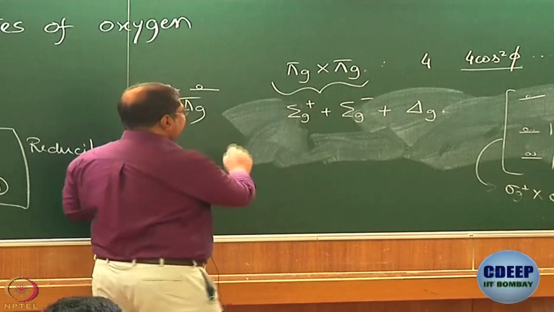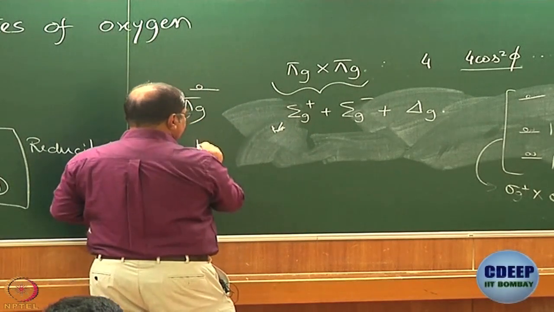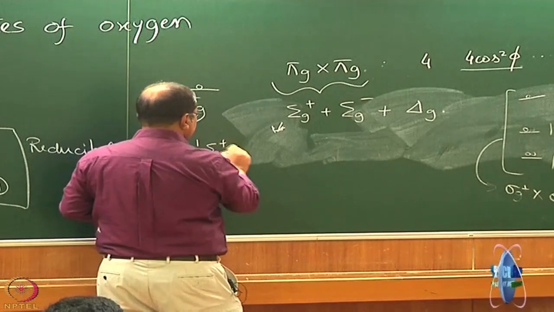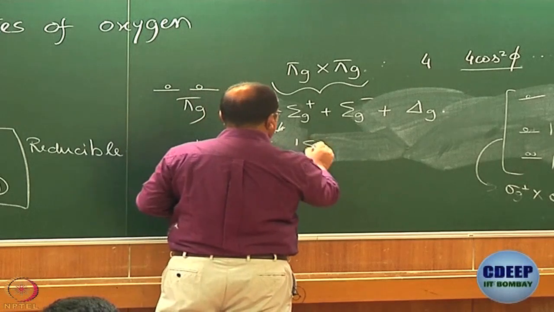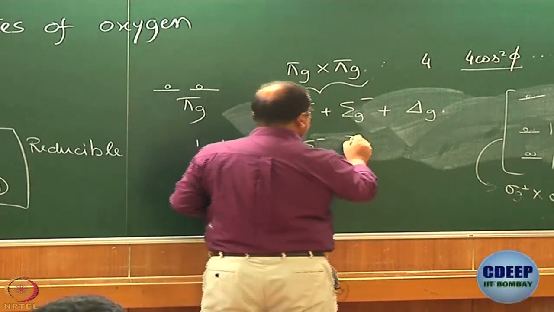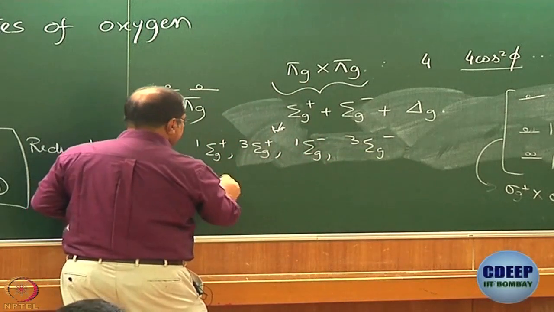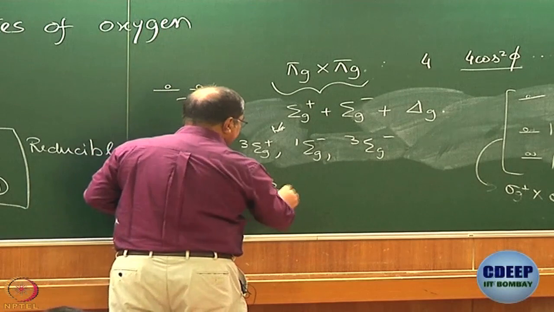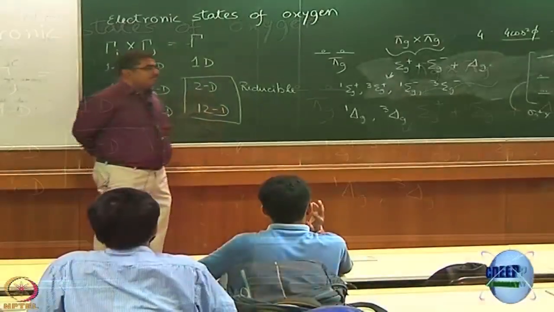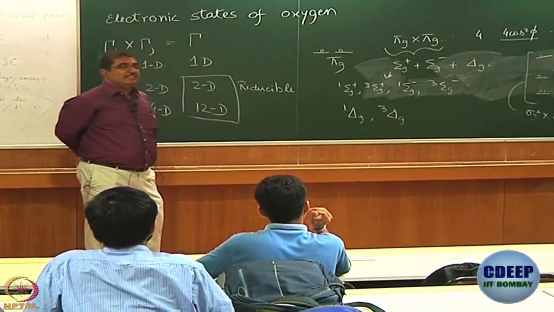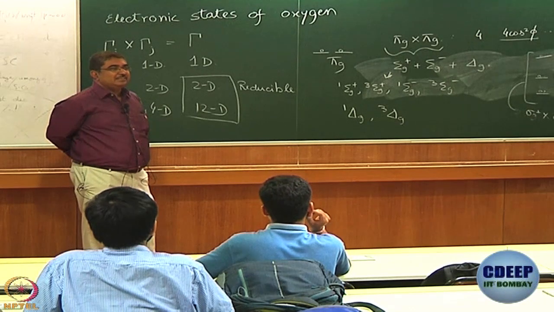How many states do we get? From here, if we now incorporate the spin part, I should get singlet sigma g plus, triplet sigma g plus, singlet sigma g minus, triplet sigma g minus, singlet delta g, triplet delta g. How many states is that? 8. I have got the first answer 8. How many agree with 8? How many disagree? If you disagree, what is your answer? 10.